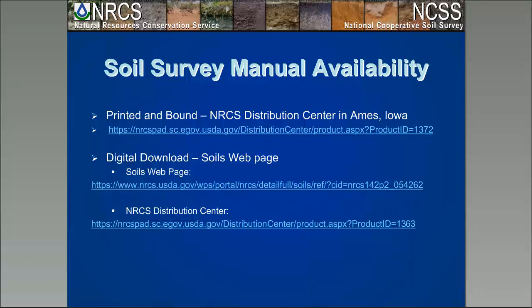And that's basically a synopsis. The soil survey manual, we now have it available. You can get a hard copy, print and bound. It's the same footprint as the previous editions of the soil survey manual. That was quick. And you can get it through the NRCS Distribution Center in Ames, Iowa. You can either just Google NRCS Distribution Center and do a search on Soil Survey Manual, and you'll find it, or use the web address given there.